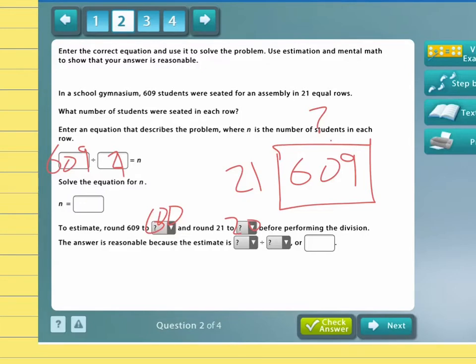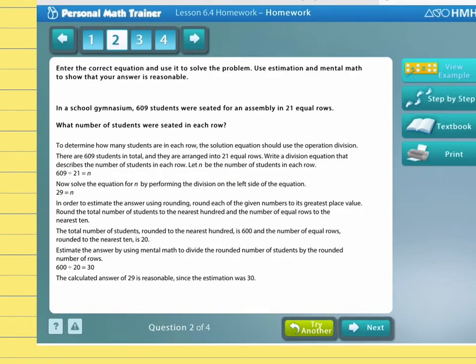Let's see what Think Central thinks about what we're doing here. They divided 609 by 21 and solved for n, giving 29, and then they estimated. You can see down here their estimated answer was 30, and the answer we got by dividing is 29. That's a reasonable answer because 29 is very close to 30. So our thinking was correct, and good luck with your problem. The numbers are probably different for your problem, but the procedure is exactly the same.